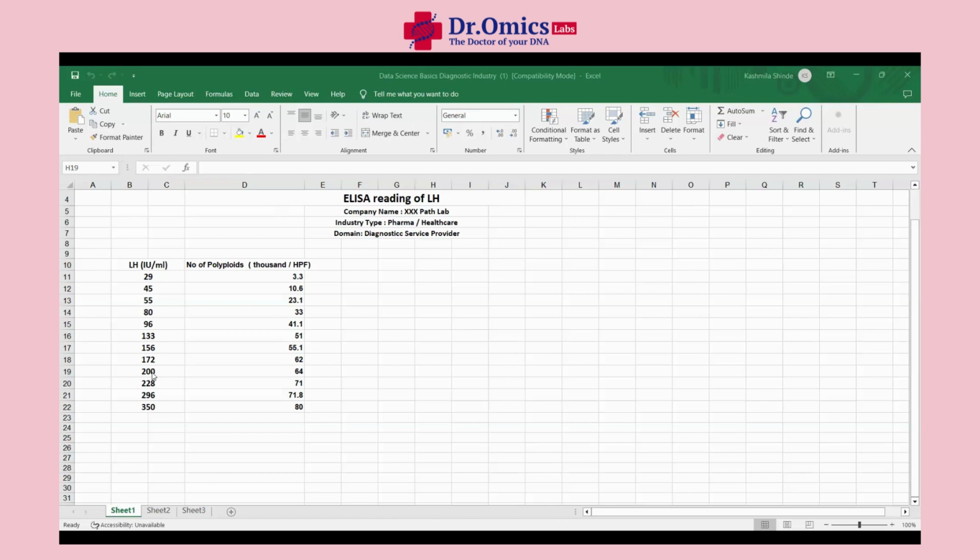There is a service called AWS. How many of you have heard about AWS? Write in the chat box.